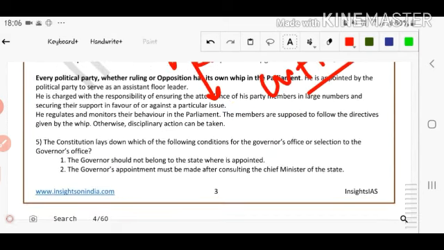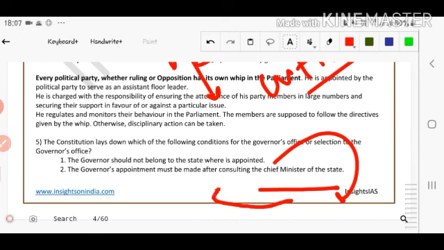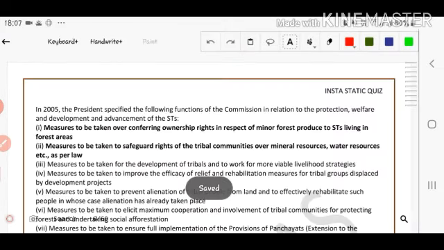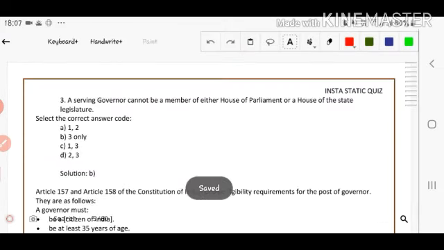Let us see. Number first, the governor should not belong to the state where he is appointed. No, it is a convention that there should be a cooling period, and this is according to the Sarkaria Commission's recommendation. Number second, the governor's appointment must be made after consulting the chief minister of the state. That is the case in an ideal situation, but that never happened in India, or happened for a very short period of time, which is not significant at all.